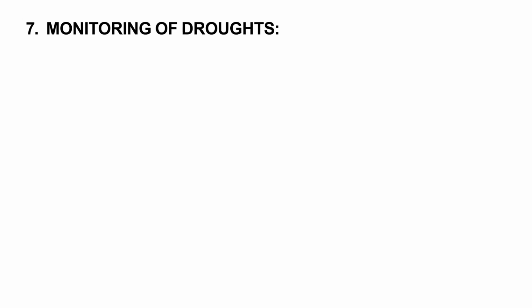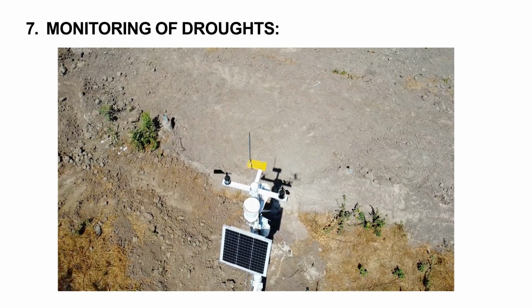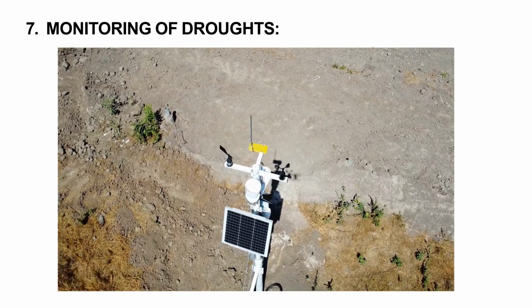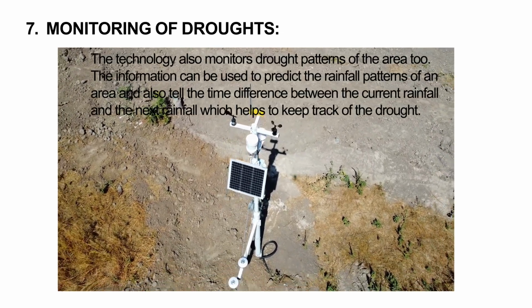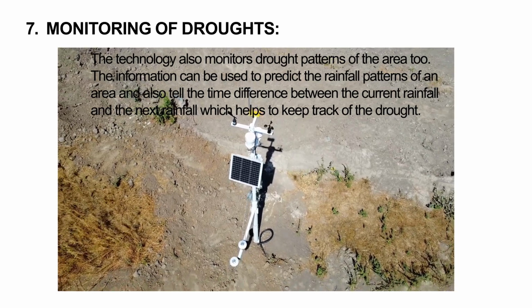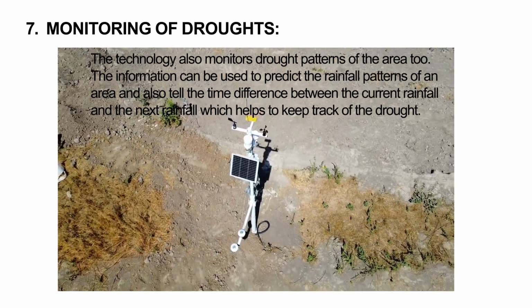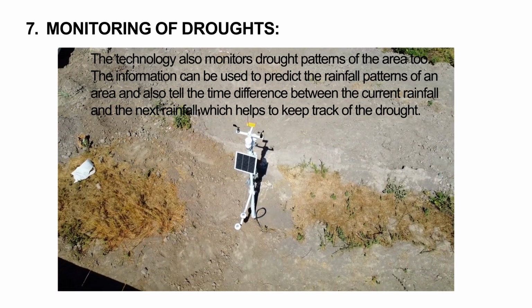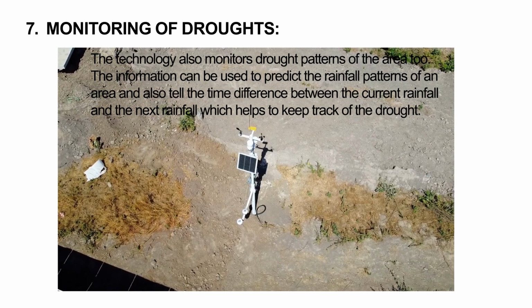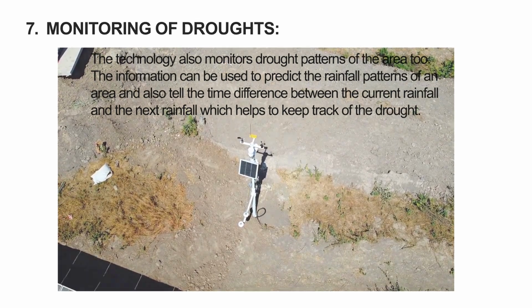Seventh, monitoring of droughts. Remote sensing technology is used to monitor the weather pattern of a given area. The technology also monitors drought patterns of the area too. The information can be used to predict the rainfall patterns of an area and also tell the time difference between the current rainfall and the next rainfall, which helps to keep track of the drought.